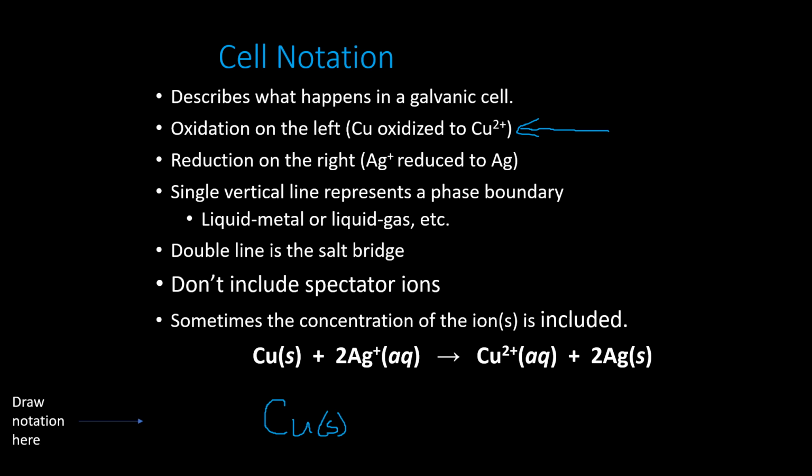And then we're going to separate, we'll get to the silver in a second, with a vertical line, a phase boundary. So remember that solid copper is different. It's a different phase from our copper 2+. So that's what that solid line I just drew is, because this phase is aqueous. All right, cool. So that's our single vertical line to separate the different phases. I should have said aqueous in there too.